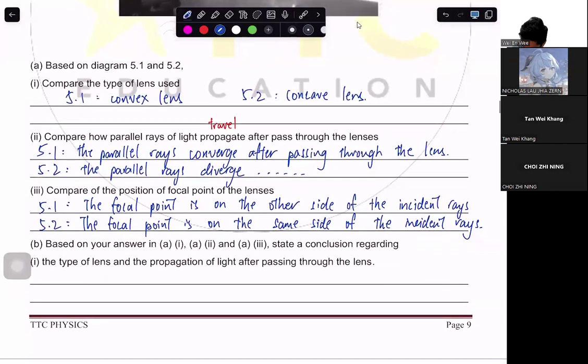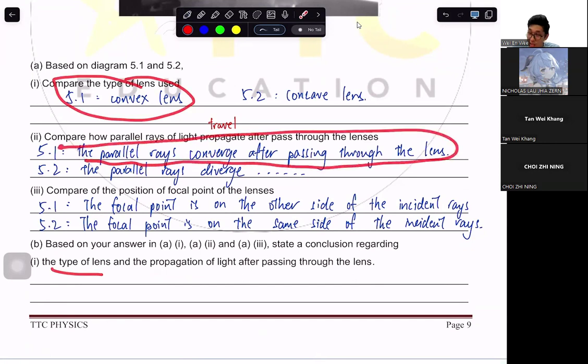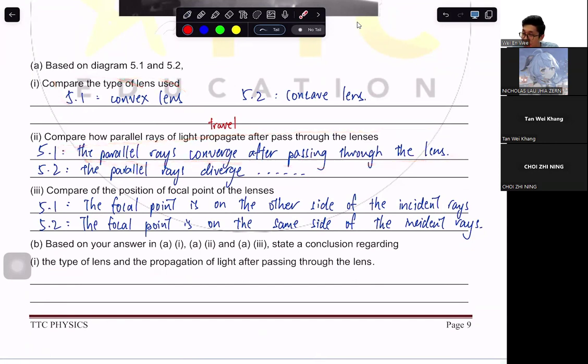So based on your answer in A1, A2, and A3, state a conclusion regarding type of lens and propagation of light. You just have to say, if it's a convex lens, then the parallel rays will converge. If it's a concave lens, then the parallel rays diverge. That's it. You're just combining the type of lens and the propagation of the light.